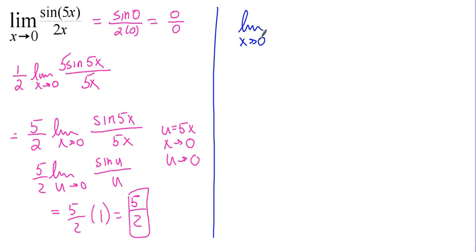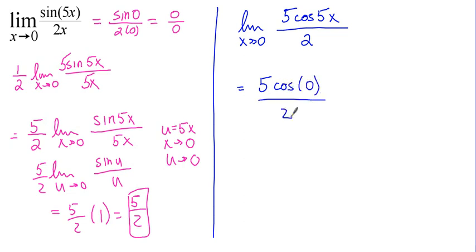So the derivative of sine of 5x using the chain rule is 5 times the cosine of 5x, divided by the derivative of 2x, which is just 2. Now we evaluate that at x equals 0, giving us 5 times the cosine of 0 over 2. The cosine of 0 is 1, so this just is equal to 5 over 2. Same answer both ways.